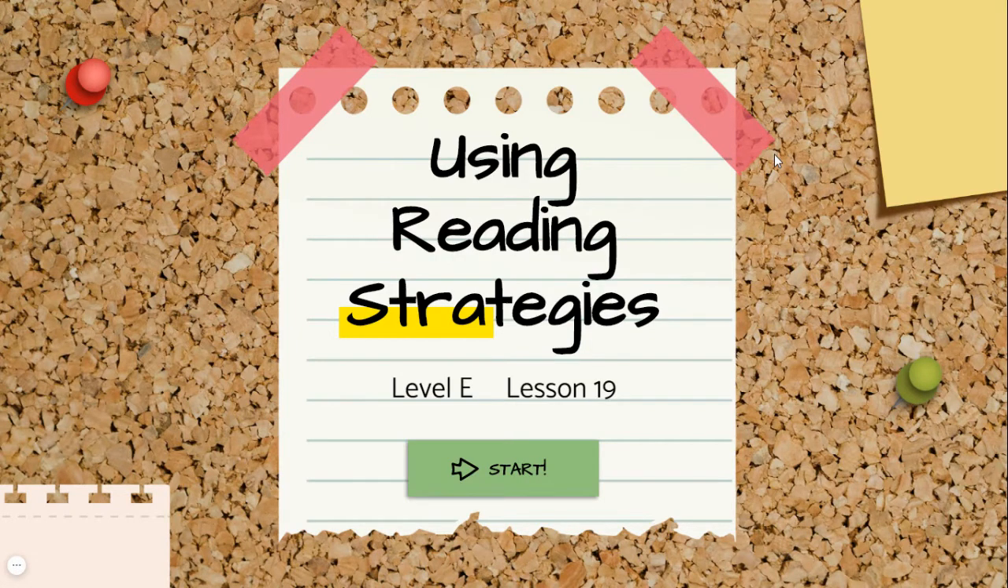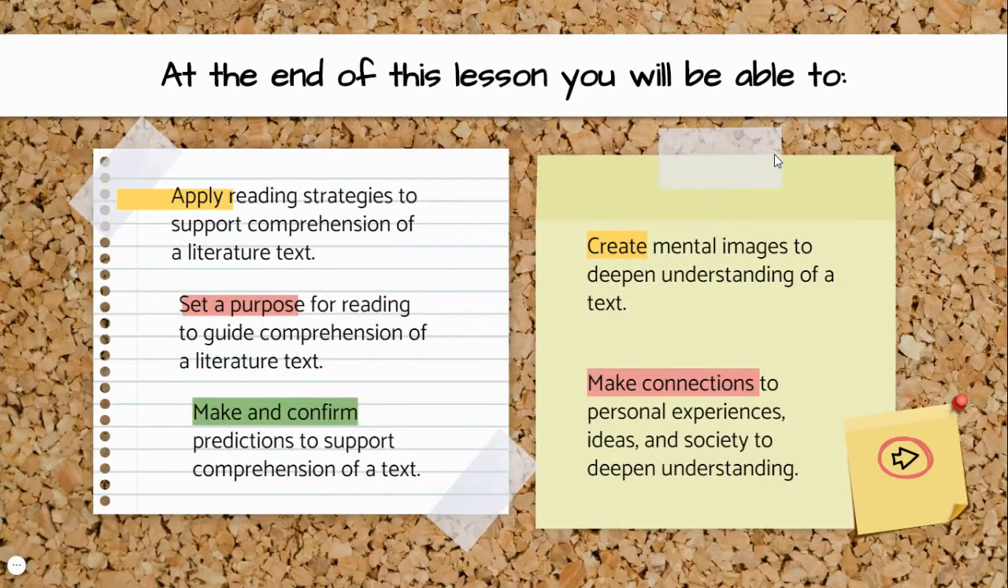Using Reading Strategies, Level E, Lesson 19. At the end of this lesson, you will be able to apply reading strategies to support comprehension of a literature text, set a purpose for reading to guide comprehension of a literature text, make and confirm predictions to support comprehension of a text, create mental images to deepen understanding of a text, and make connections to personal experiences, ideas, and society to deepen understanding.